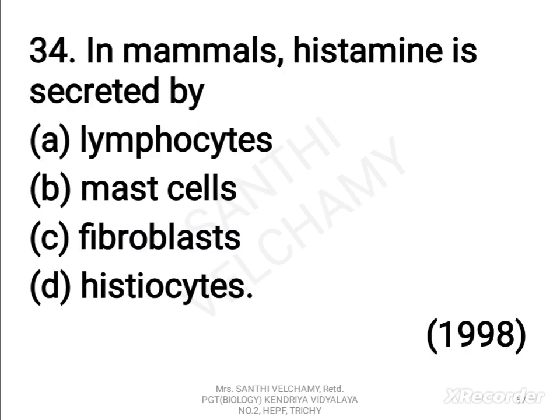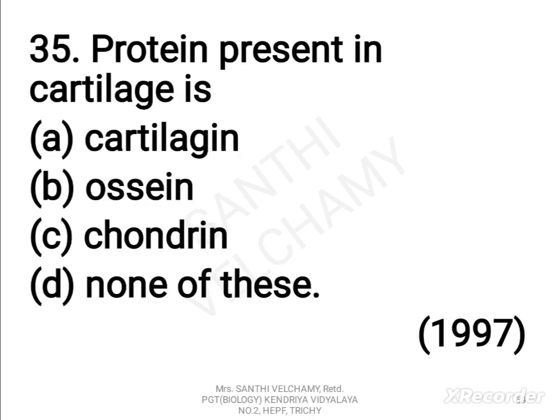Now the next question. In mammals, histamine is secreted by A. lymphocytes, B. mast cells, C. fibroblasts, D. histiocytes. The correct answer is B, mast cells. Next question. Protein present in cartilage is A. cartilagin, B. osein, C. chondrin, D. none of these. The correct answer is C, chondrin.